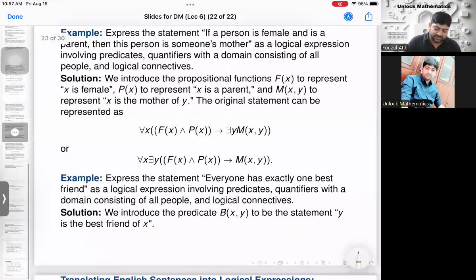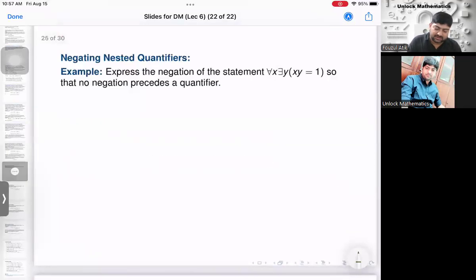Okay, so we have already done this one. Now, negating nested quantifiers. You have to take some quantified statement and find its negation. The first question is given as: for all x, there exists y, x times y equals 1. This is very, very easy. Now you have to negate it. What is the negation of this expression? Negation means just add a negation before it.